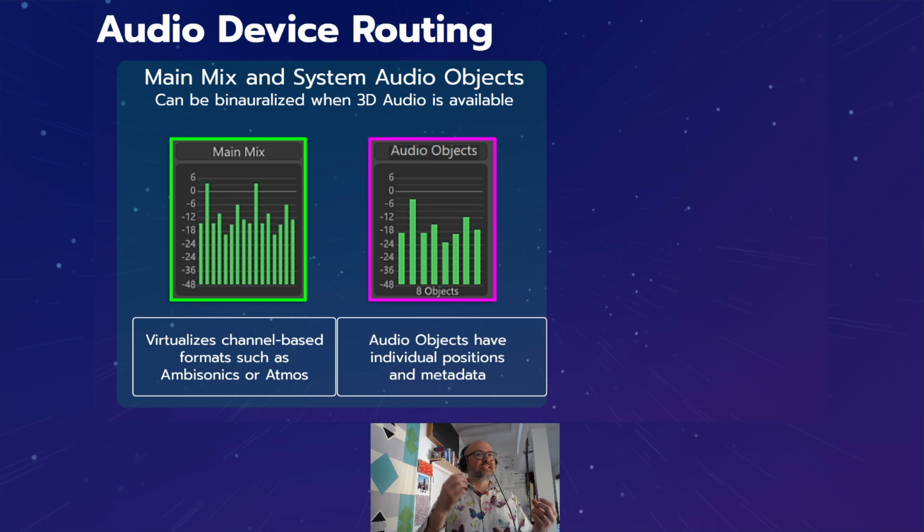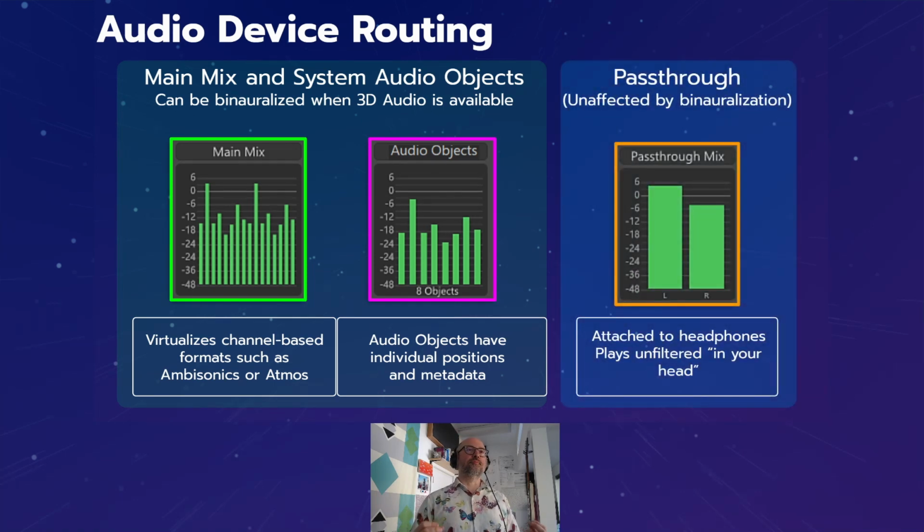Similarly, audio objects, these tiny little precisely positioned sounds from your game, from your experience, are also allowed to be delivered to an endpoint that has 3D audio activated, and these individual positions and metadata are then taken by an endpoint and rendered positionally according to the best outputs, leveraging any binaural or spatial technology that exists. And lastly, this pass-through mix. This is a channel configuration that is delivered to an endpoint when 3D audio is active, and it allows you to route sounds through Wwise that play unfiltered in your head.